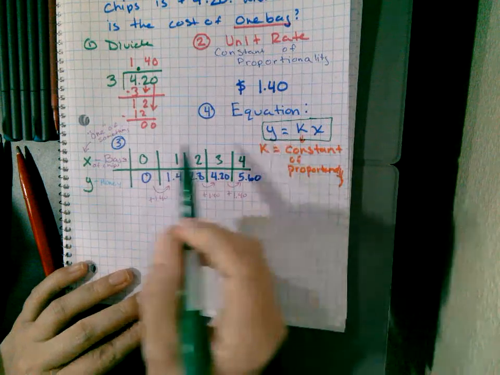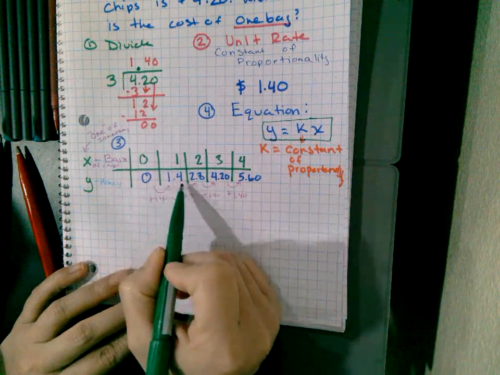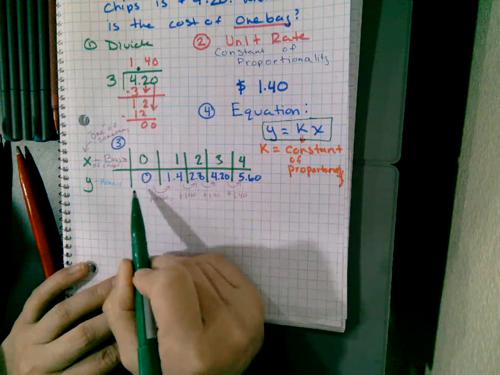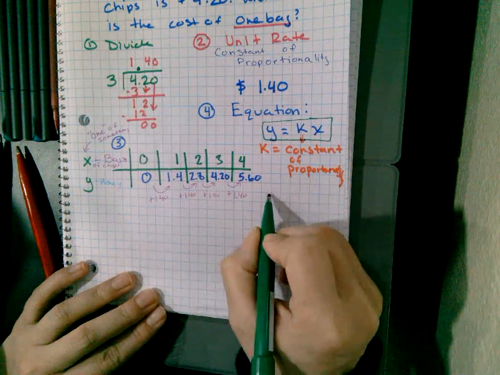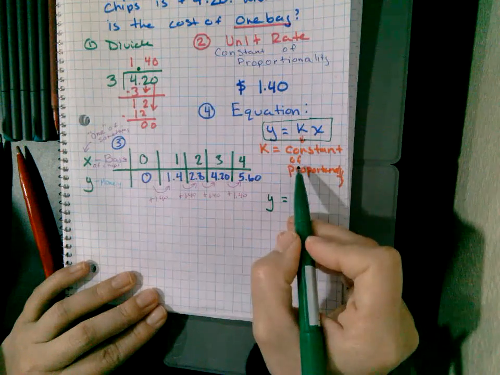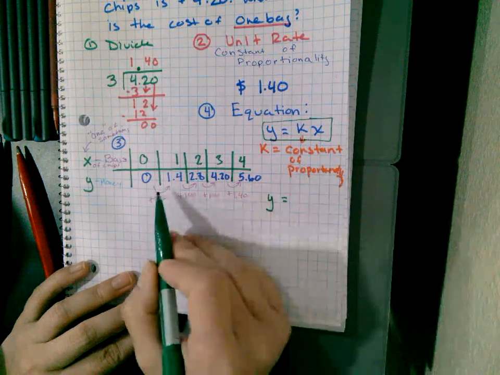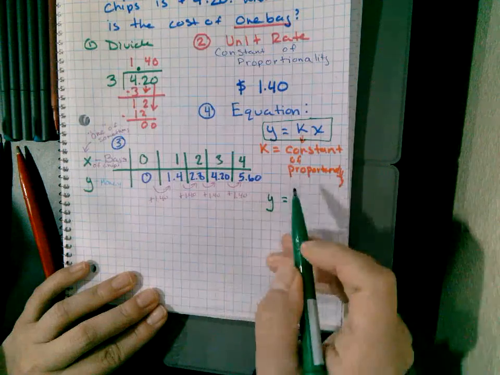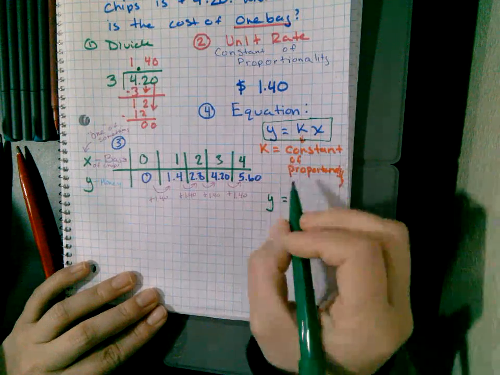Now, y from our table stands for a lot of numbers, right? It keeps changing. So we're going to keep y as is. Equals k. What is your constant of proportionality? What number did you keep adding by? What number always stayed the same? 1.4.